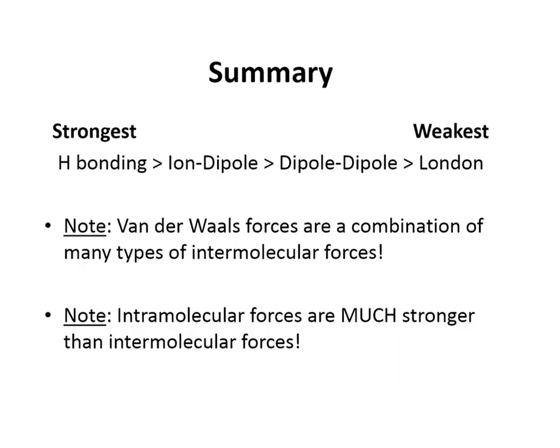So let's just summarize what we've got here in terms of strength. So, summary for intermolecular forces: the hydrogen bonding attraction is the strongest, followed by ion-dipole, then dipole-dipole, and down here London are the weakest. Sometimes you might also hear this combination of forces referred to as van der Waals. That's often used a lot in biology. These are the same types of things we're talking about.